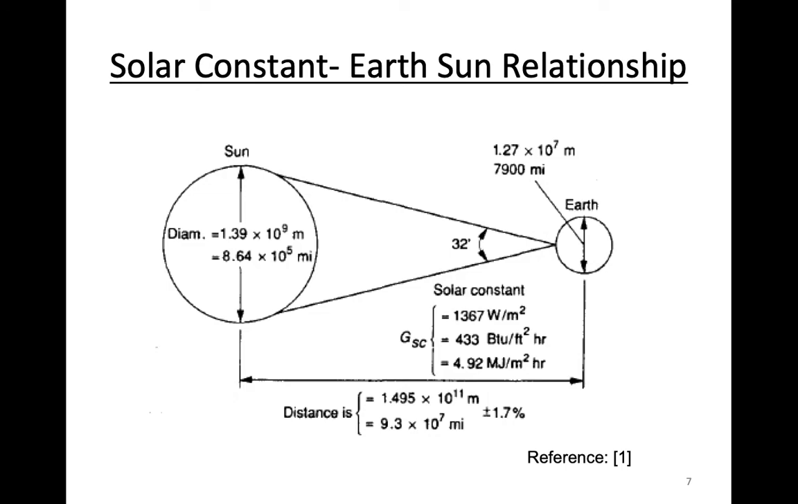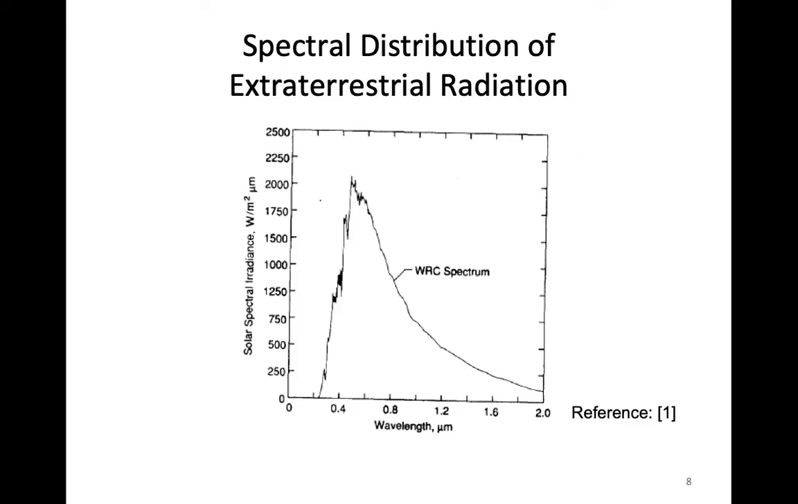Spectral distribution of extraterrestrial radiation. In addition to the total energy in the solar spectrum, it is useful to know the spectral distribution of the extraterrestrial radiation, that is, the radiation that would be received in the absence of the atmosphere. A standard spectral irradiation curve has been compiled based on high altitude and space measurement. The World Radiation Center standard figure is as shown in figure below.